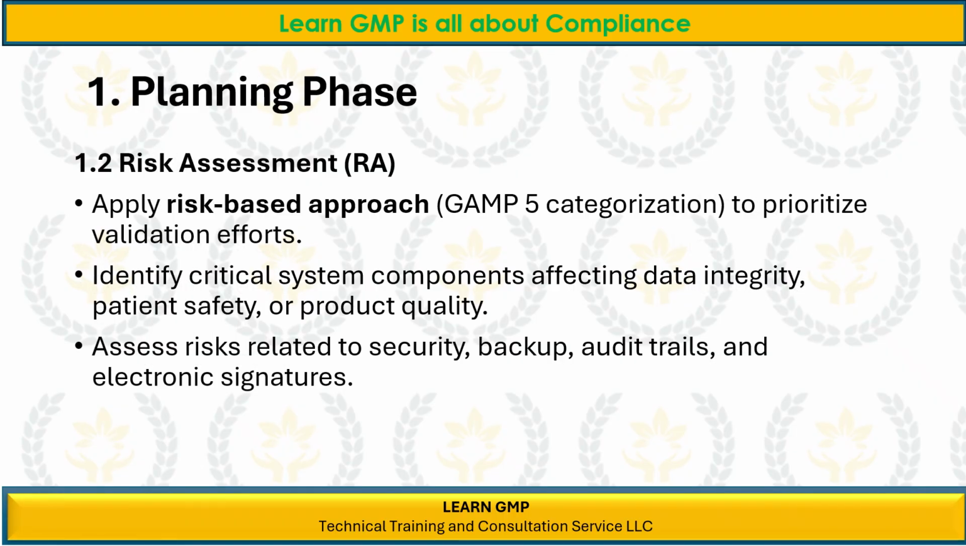The second step in planning phase is risk assessment, RA, which is important because it assesses the risk associated with computerized systems. Apply risk-based approach, GAMP 5 categorization, to prioritize validation efforts. Identify critical system components affecting data integrity, patient safety, or product quality. And assess risks related to security, backup, audit trails, and electronic signatures.